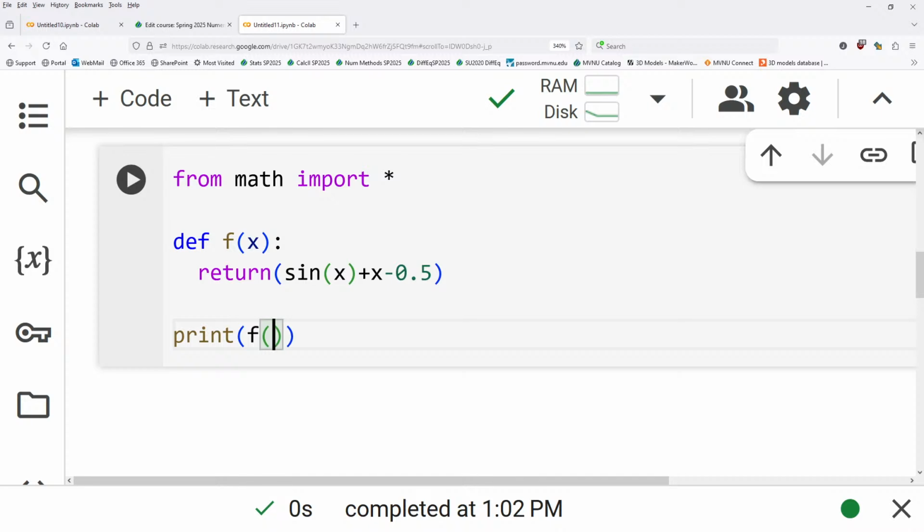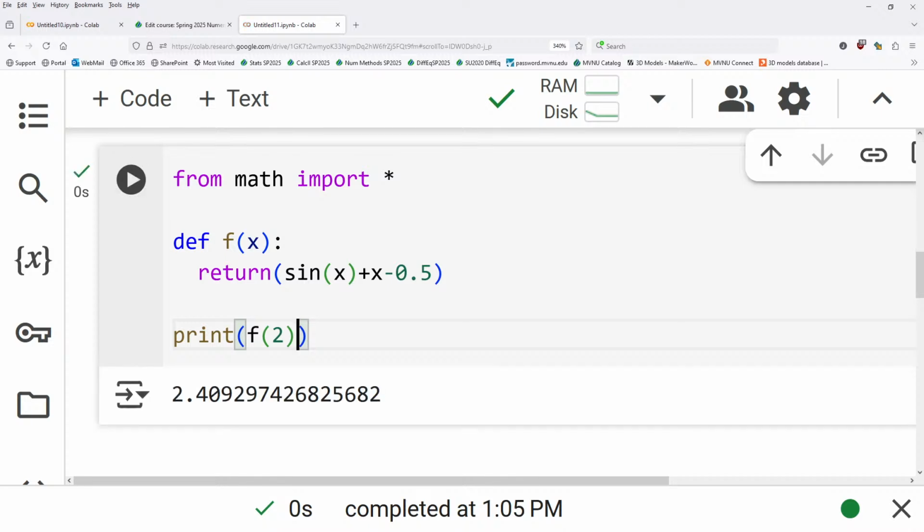I don't care what number you pick. We could do f of 2 just for fun. And then we could do a control enter or press the little play button there, and you'll see that is f of 2. It's automatically, I believe, everything is in radians.